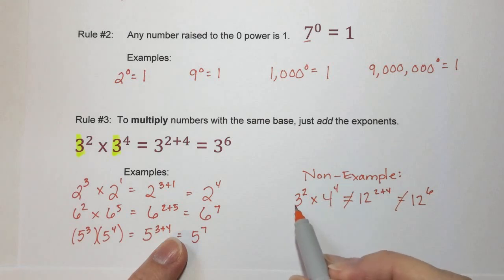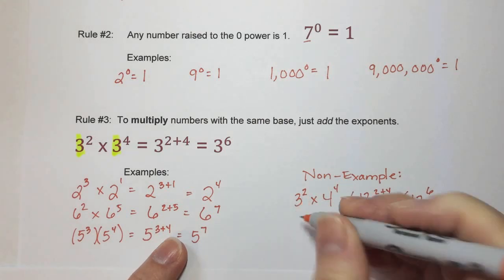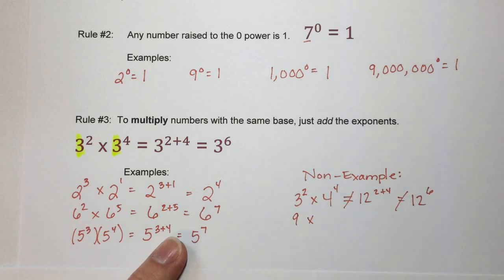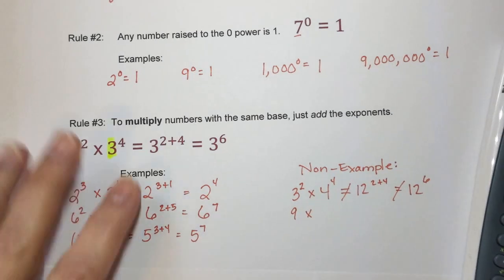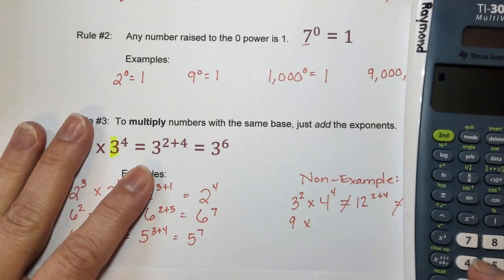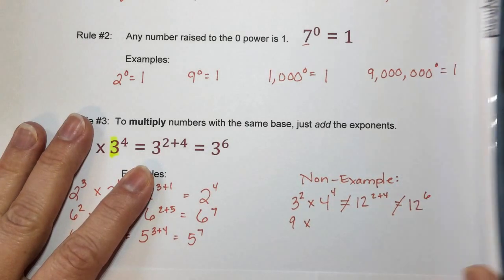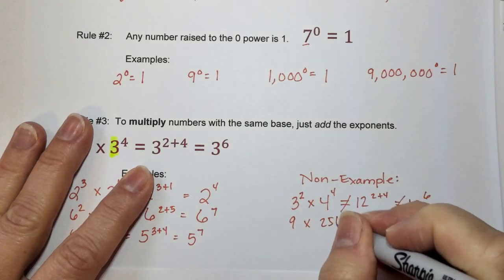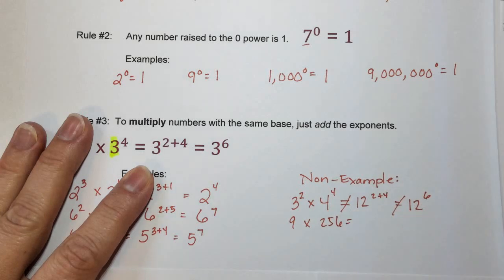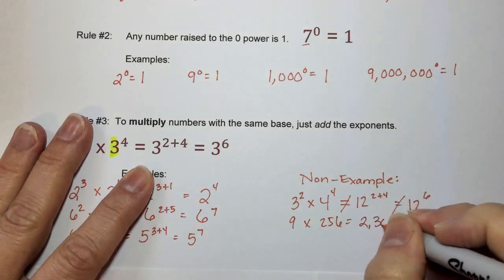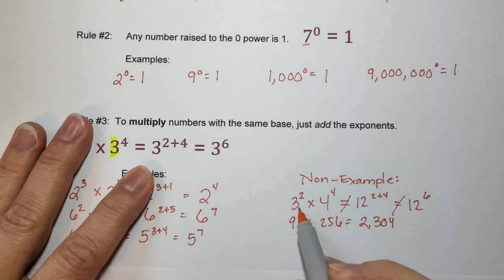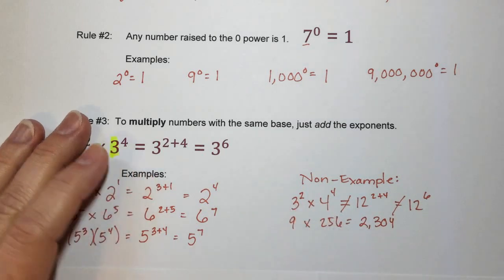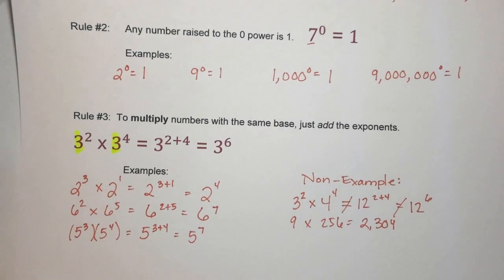So if you were to work this out, you would get 3 squared, which is 9, times 4 to the power of 4. Let's go ahead and try that. 4 to the power of 4 is 256. And then multiply that by my 9, and I would get 2,304. So to do something like this, you can't take the shortcut because the bases are not the same. You'd have to do them each separately, like we just did. All right, rule number 4.